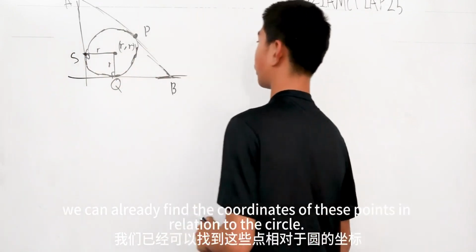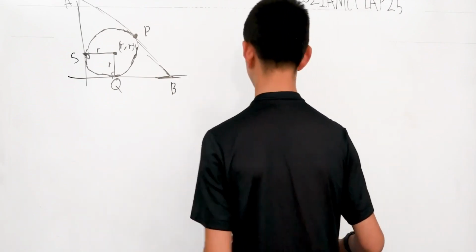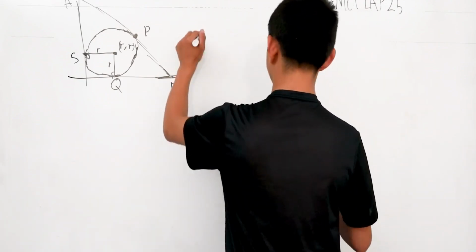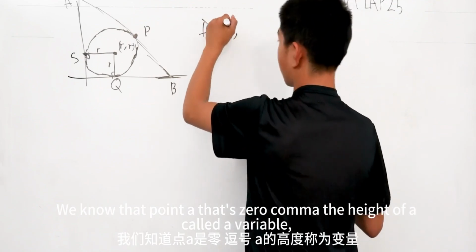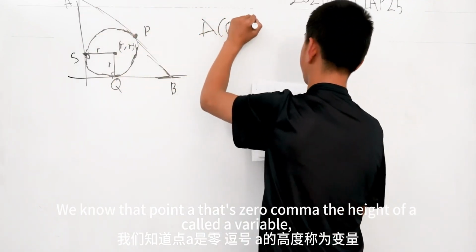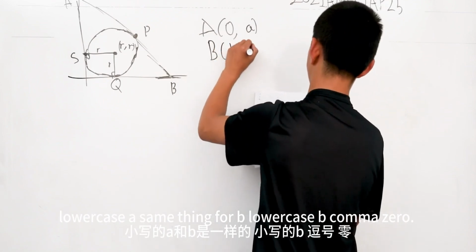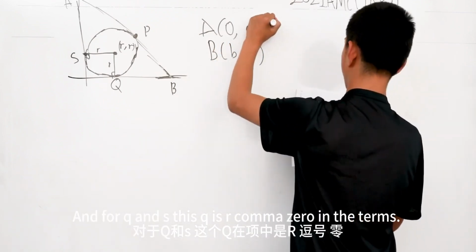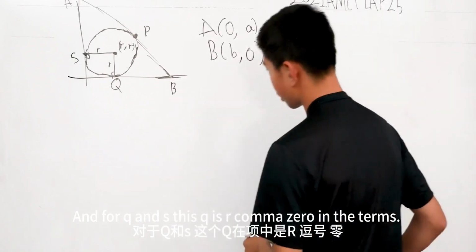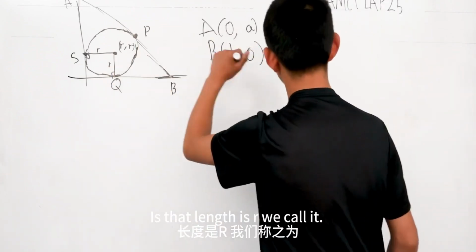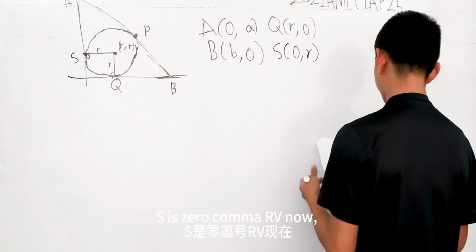Now, we can already find the coordinates of these points in relation to the circle. We know that point A is (0, a), with lowercase a as the height of A. Same thing for B, which is (b, 0). And Q is (r, 0), since that length is r, and S is (0, r), respectively.